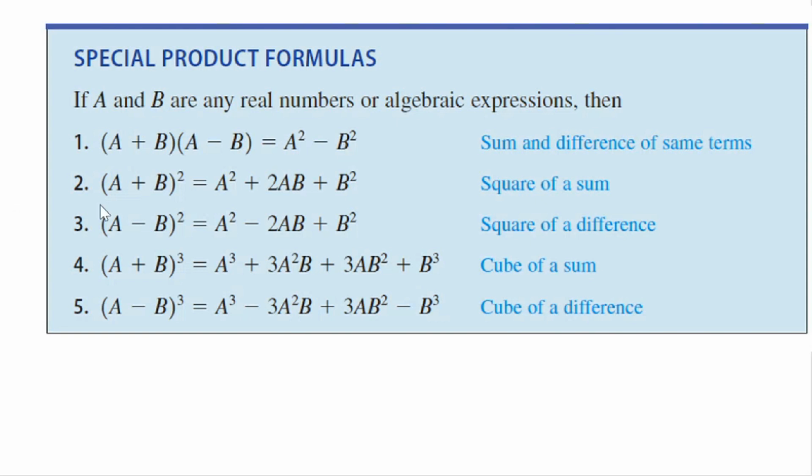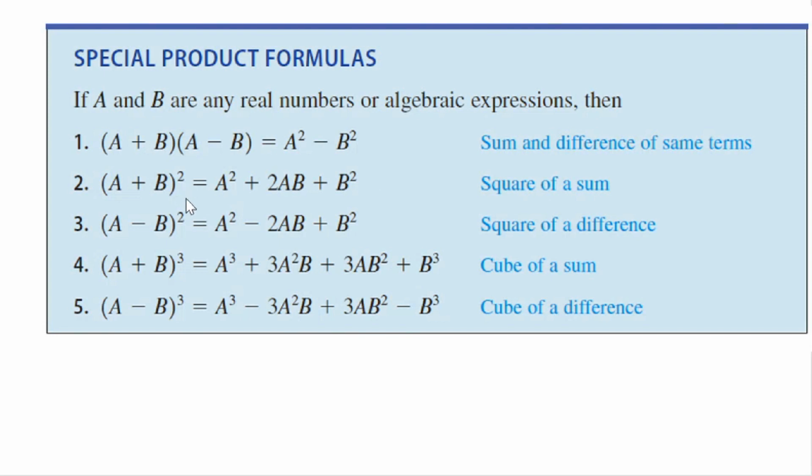Now, number 2, we have the square of A plus B. If we expand that using A plus B times A plus B, the expanded form of the square of A plus B is A squared plus 2AB plus B squared. On the left-hand side, we call this the square of a binomial, or sometimes the square of a sum. But it is very common to say the square of a binomial.